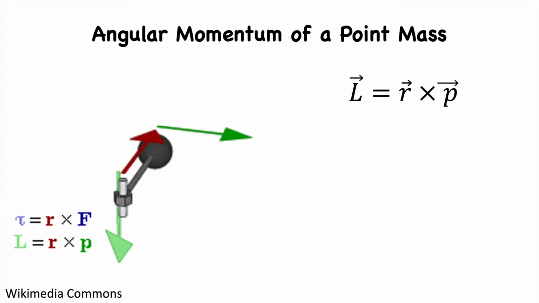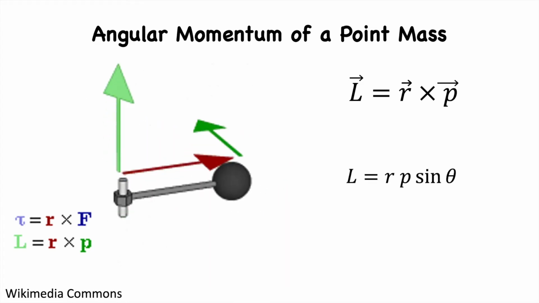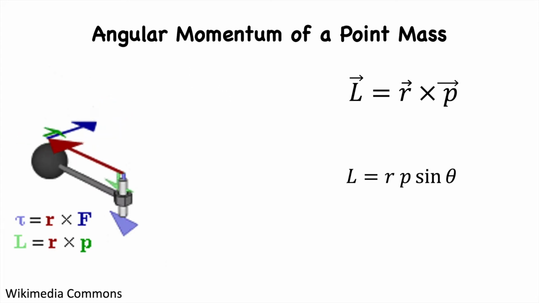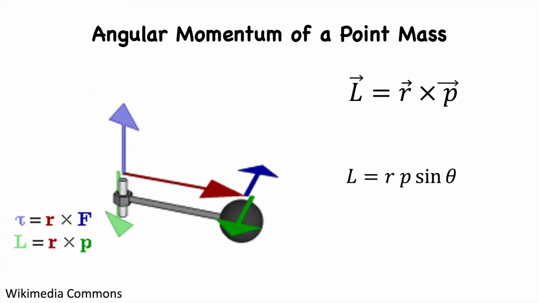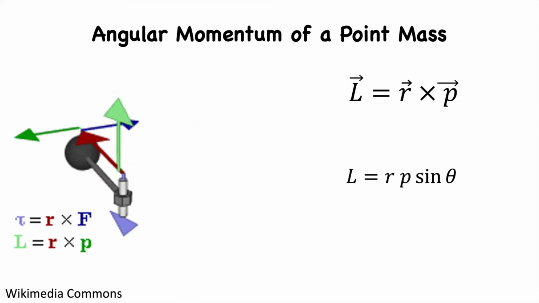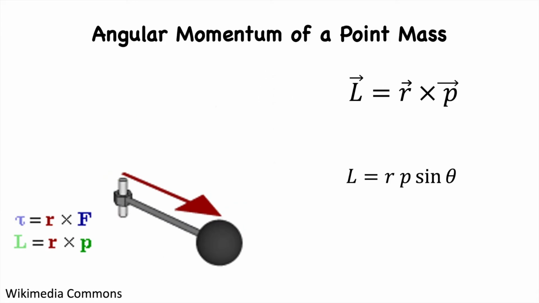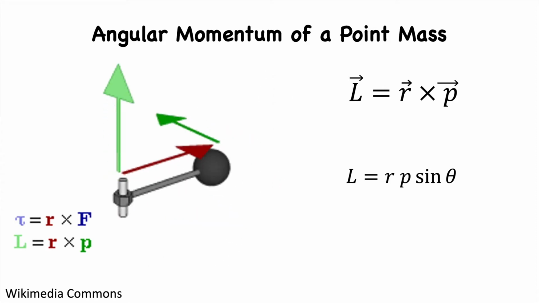Thus, its magnitude will be the product of the magnitudes of the linear momentum and the radius with the sine of the angle between them, and its direction will be perpendicular to the plane containing the other two vectors. It will be pointing upward if the object is moving counterclockwise, and downward if it is moving clockwise.